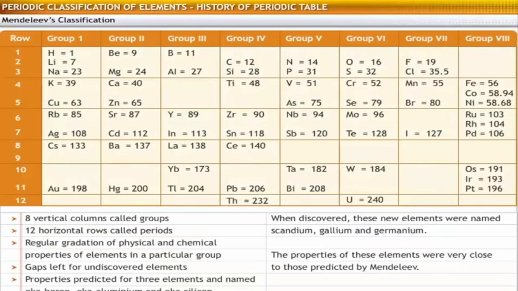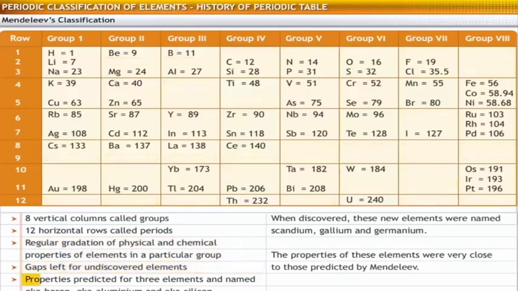Let's look at the features of Mendeleev's periodic table. The table had 8 vertical columns called groups and 12 horizontal rows called periods. In every group, a gradation of physical and chemical properties of elements was observed. The table provided gaps for undiscovered elements.